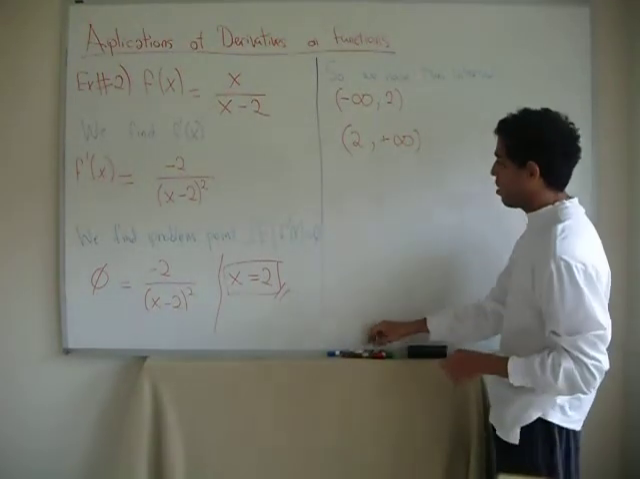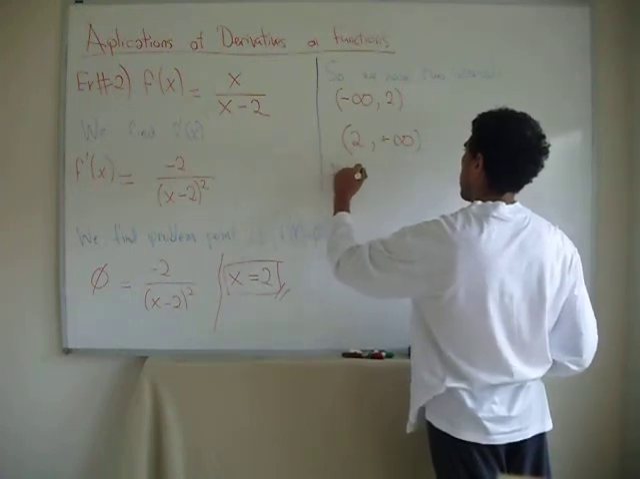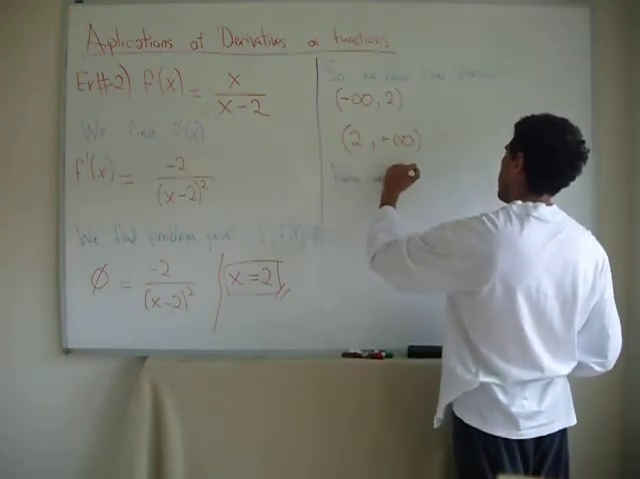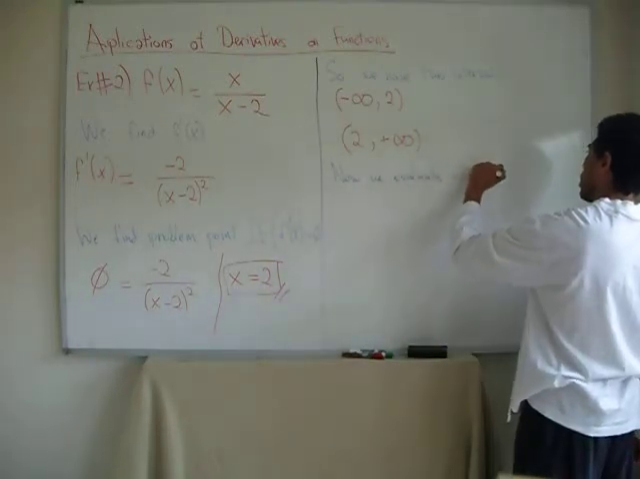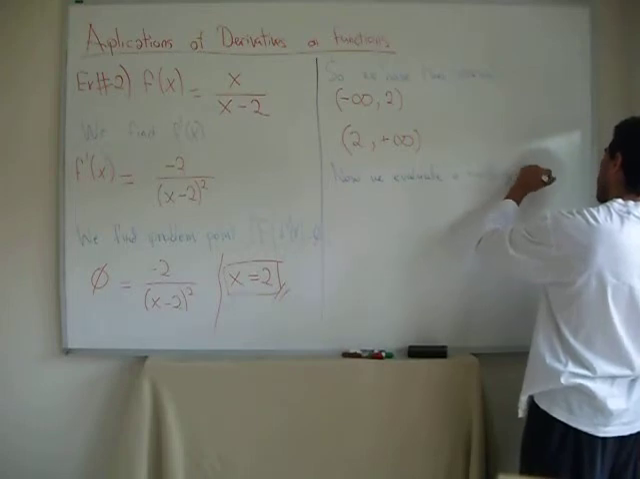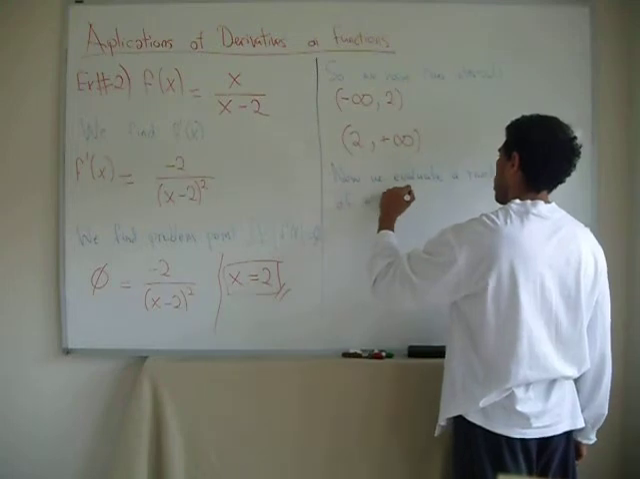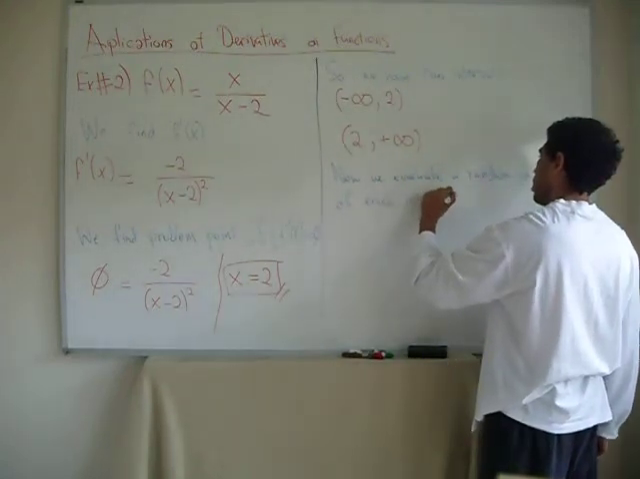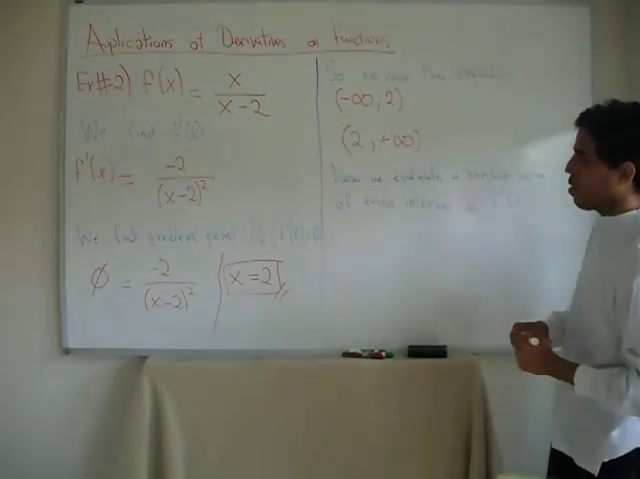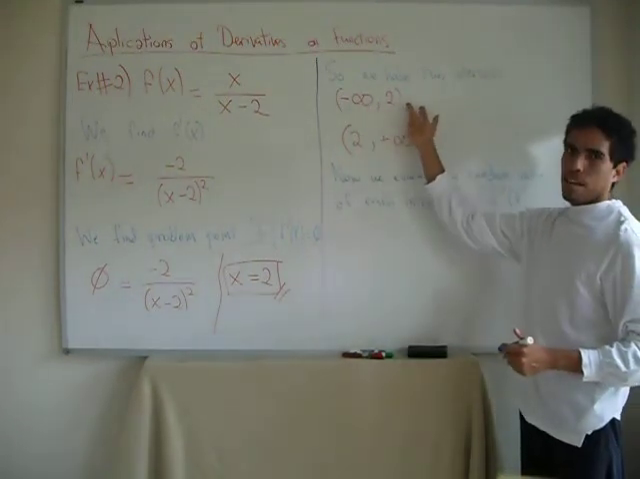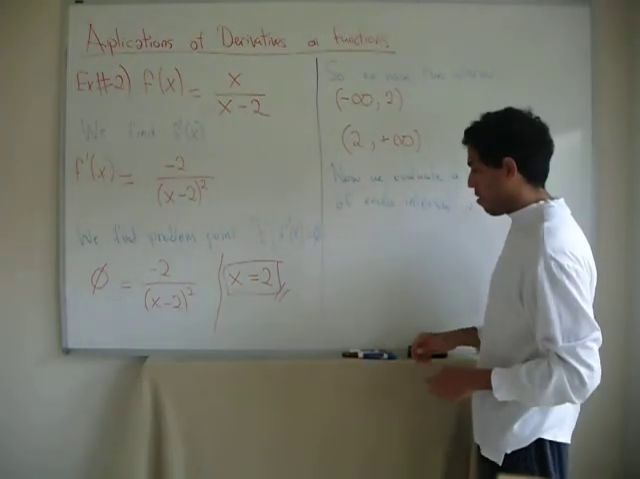So now we evaluate a random value of each interval in f prime of x. Let's pick a random value from the interval minus infinite to 2. Well, the easiest one would be 0, right? So let's do that.